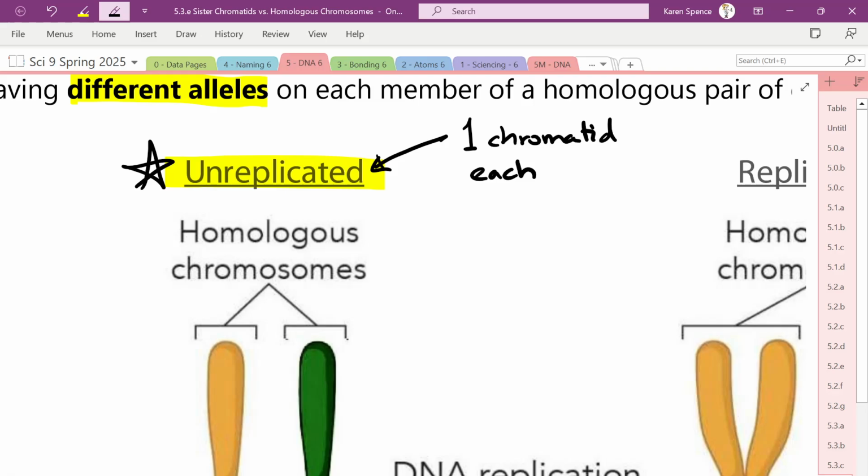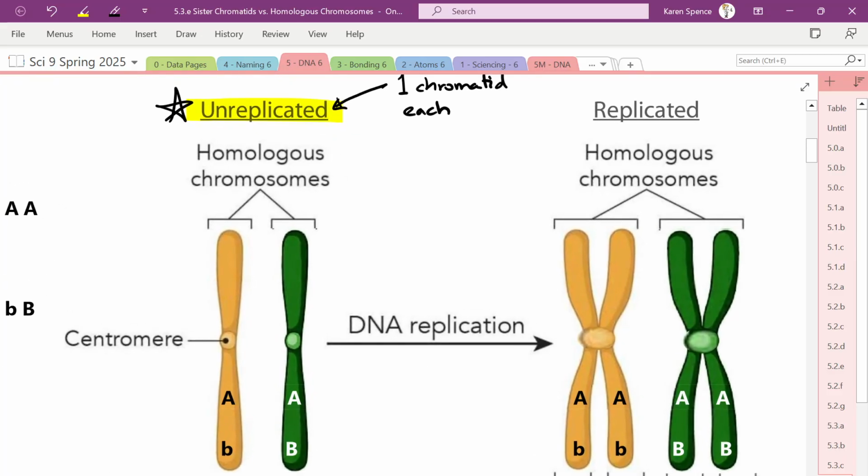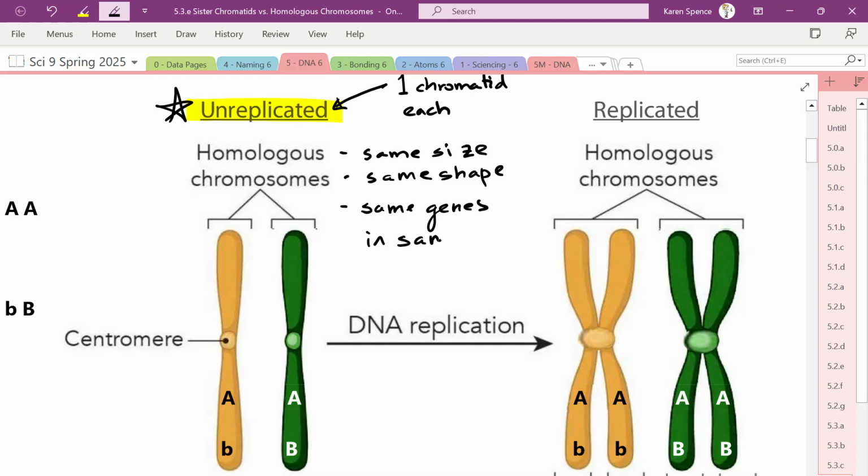And I like this diagram because it makes it pretty clear that they are the same size, these two homologous chromosomes. They are the same shape, same size, same shape, same genes in the same locations. However, the alleles can and will be different. They can be different, they can be the same, okay?